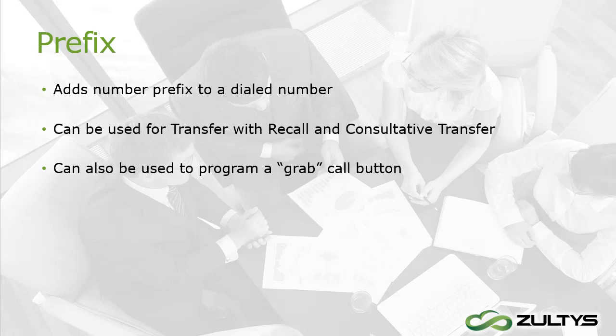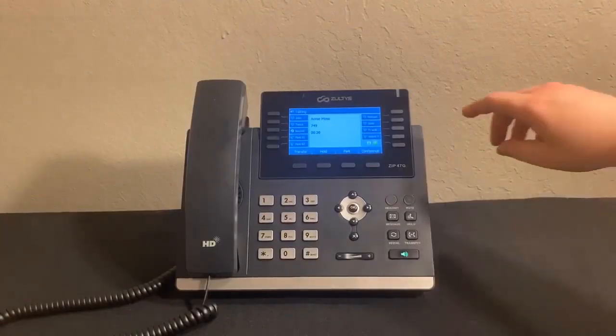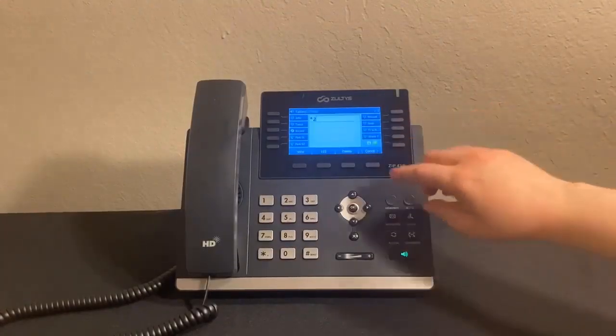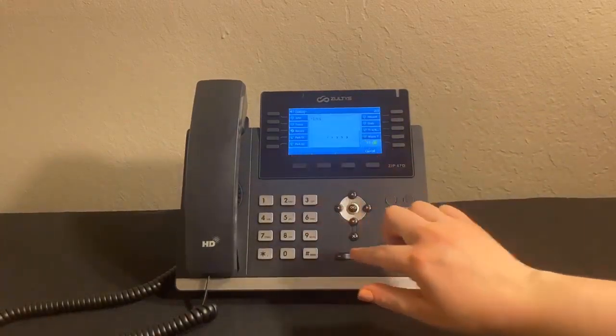But the more interesting and helpful use of this button is to initiate one of the two special types of transfer, which require a pre-configured prefix to be entered before making this kind of transfer. The first transfer type is transfer with recall. If the person who I am transferring my caller to doesn't answer, the call will ring my extension again.